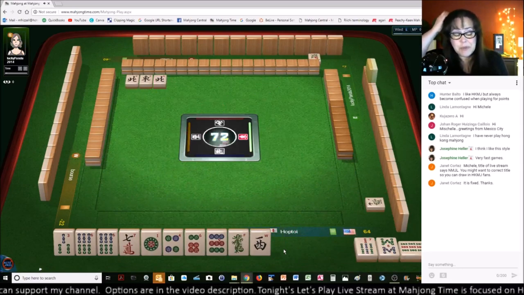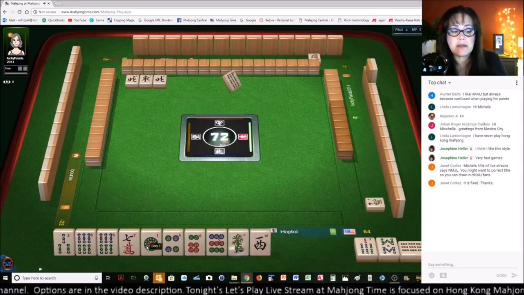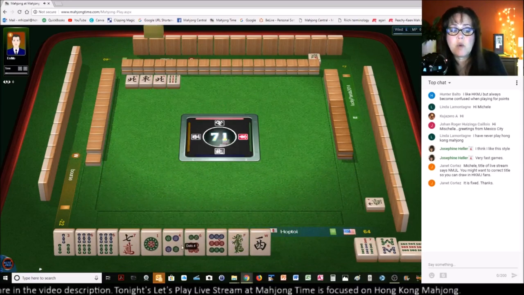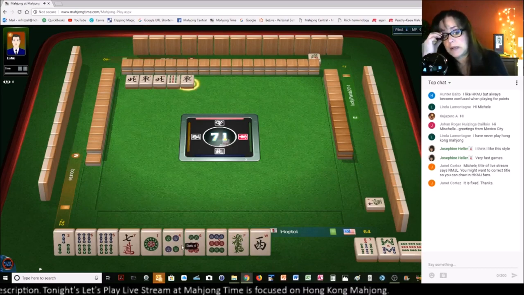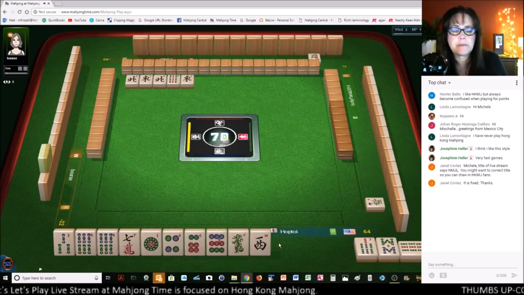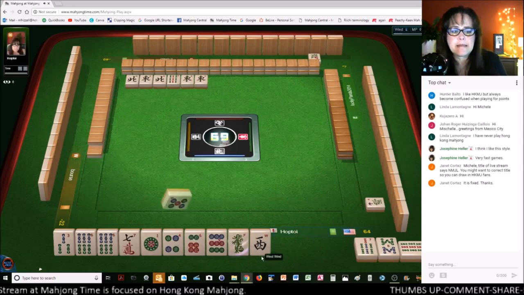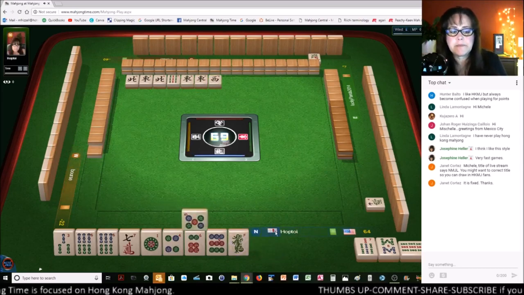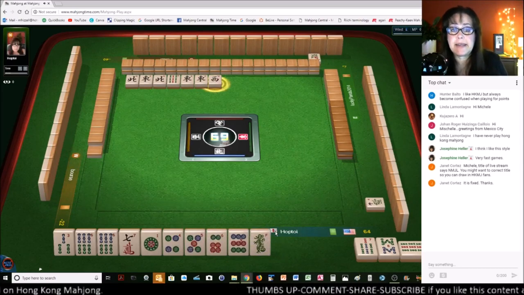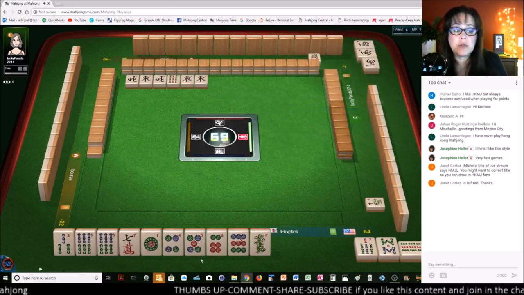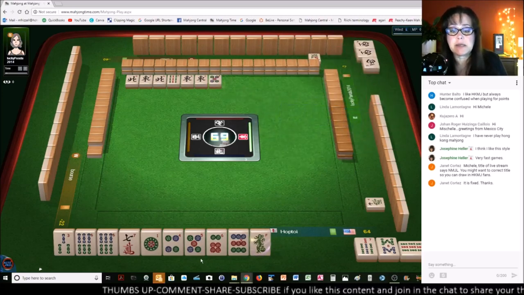North wind. The problem here is we have isolated tiles. Nine bamboos. We only have one more potential chow with the 4-6 dot. East wind. Okay, that's a filler. West wind. It actually created a chow. But we need more tiles, more number tiles.